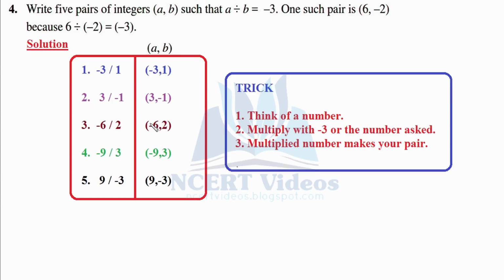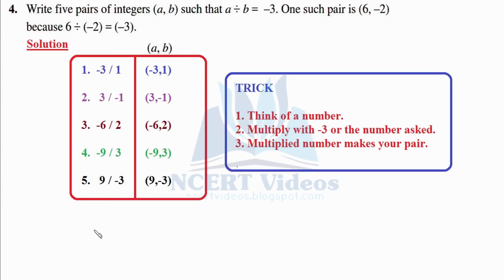So the multiplied number makes your pair. How can we achieve it? First we will think of a number. Let's think the number to be 3. Multiply this number with the number which is asked. It can be anything. In this question it is -3, but it can be anything. Your examiner or your teacher can ask anything in your paper, so be prepared for this. So we will multiply it. 3 3s are 9 and -9. So this -9 makes your pair. In this way you can make an infinite number of pairs.